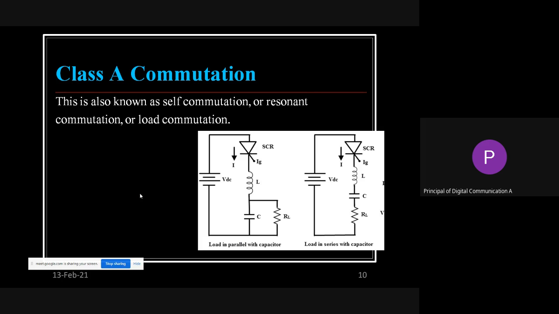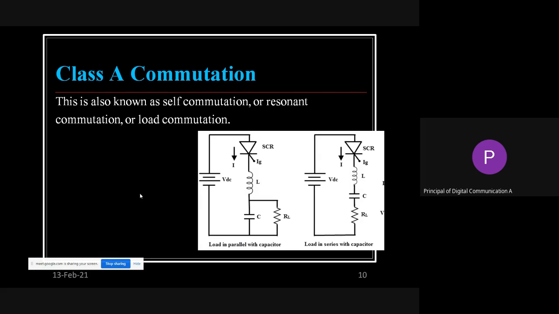So first it is the class A commutation. In that, if you are looking at the additional components L and C, that is the inductor and capacitor, they are used in series with the SCR. So that should be the first statement. That is, in class A commutation, the commutating components are L and C, which are connected in series with your SCR, which we have to make off.